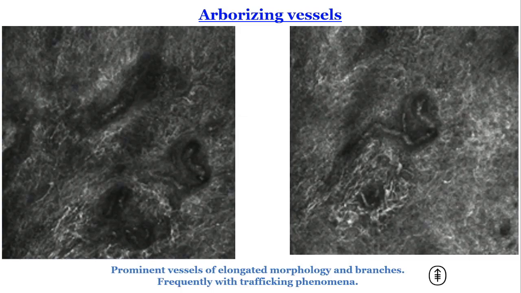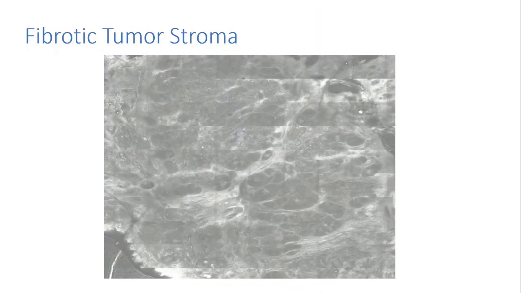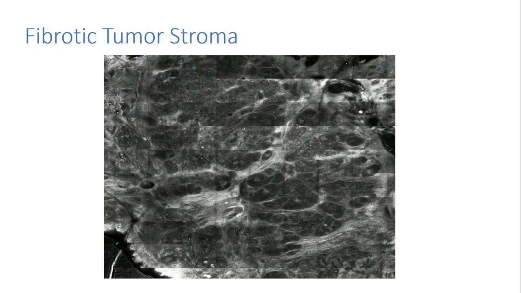And then blood trafficking, we can see real-time network of blood vessels and blood flow in vivo, and you can see this increased in many basal cells. Not only is it a feature on dermoscopy, but we now use it as a feature in confocal. And then also the tumor stroma.